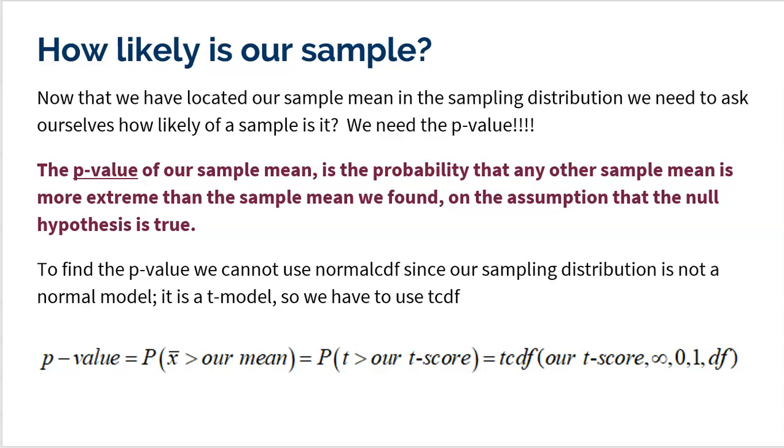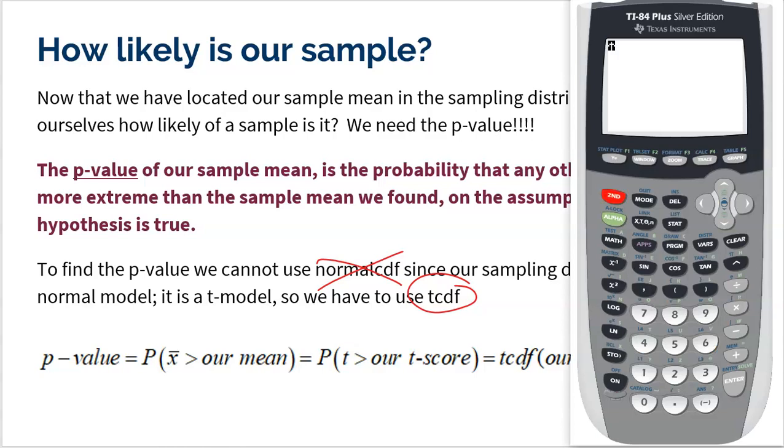Well, we can't use normal CDF. Remember, we're not using a normal model here. We're using a t model, or a t distribution. So we're going to use TCDF. You might not have even realized this, but it's on your calculator. When you go to 2nd VARS, you will notice just a couple clicks down, number 6, TCDF. We'll never use TPDF, kind of like we never use normal PDF. TCDF will look either above a t-score, below a t-score, or in between two t-scores.